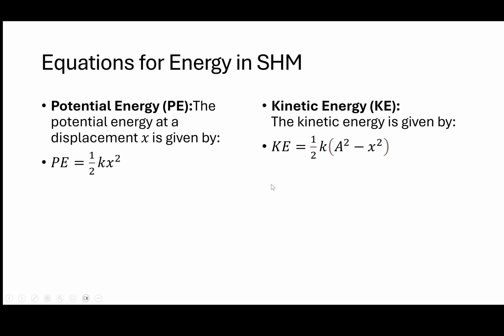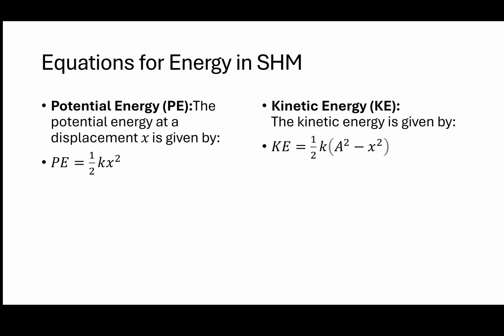Now, the potential energy of this system is going to be described as half times the spring constant, K, that we'll look at for springs here. If it is not the spring, that constant K would just be the mass, times the displacement squared. And for the kinetic energy, we have half of that constant K times the amplitude squared minus the displacement squared. So that is the equation here.